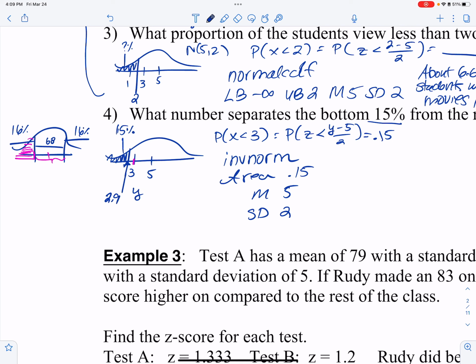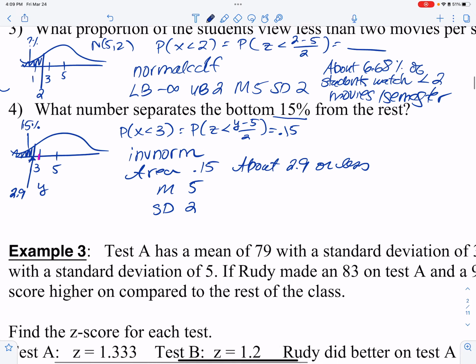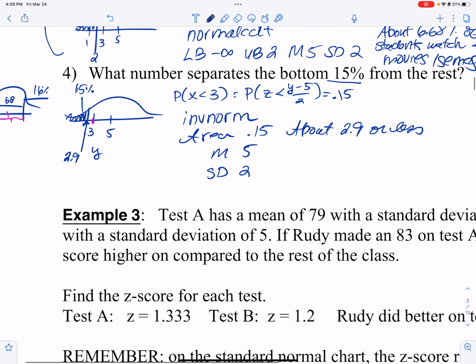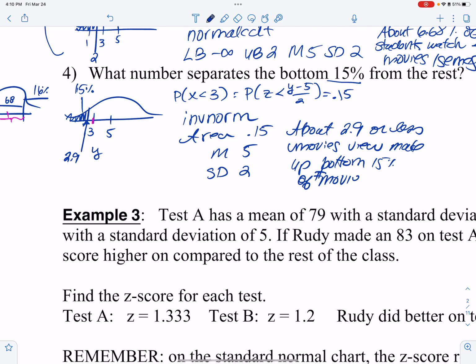Okay, so that's 2.9. And so about 2.9 or less movies viewed make up the bottom 15% of movies viewed. Number of movies viewed.